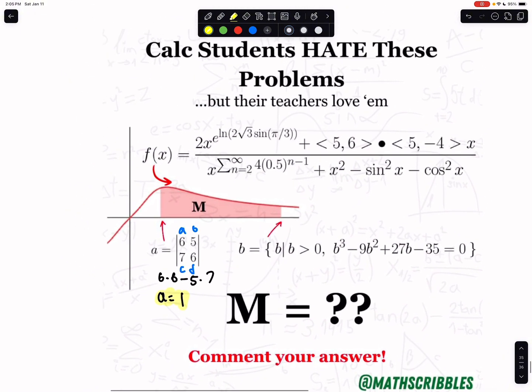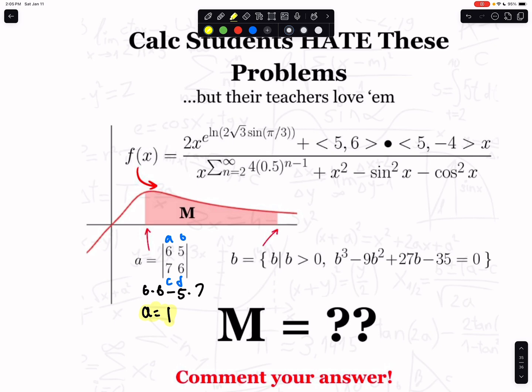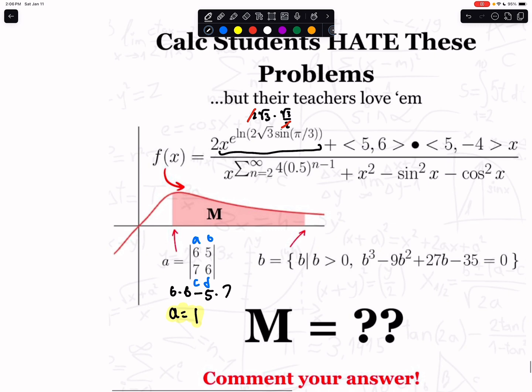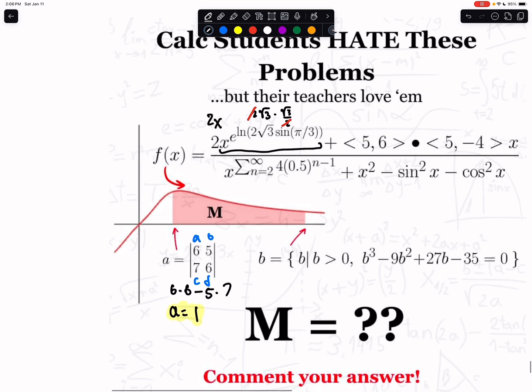Now if we go to f of x here, we're going to have to integrate f of x. I see this 2, I'm going to deal with this guy right here. We have x e to the natural log of 2 root 3 sine of pi over 3. So sine of pi over 3 is root 3 over 2. So we have 2 square root of 3 times root 3 over 2. The 2's will cancel, and we get 3. So then 2x e to the natural log of 3 would just be 2x cubed. So we'll get 2x cubed here.